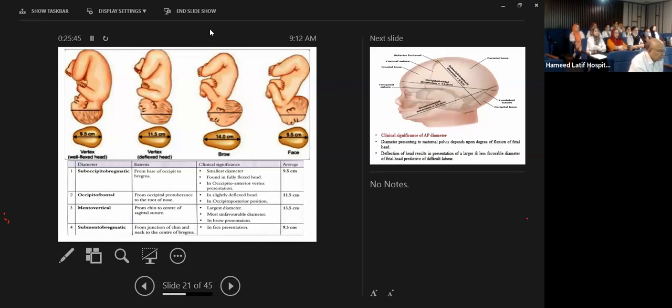It is the largest diameter, which is the most unfavorable diameter. It starts from the chin to the center of the sagittal suture. It is about 13.5 centimeters. The mentobregmatic diameter, which is 9.5 centimeters, occurs in face presentation. It is from the junction of the chin and neck to the center of the bregma.